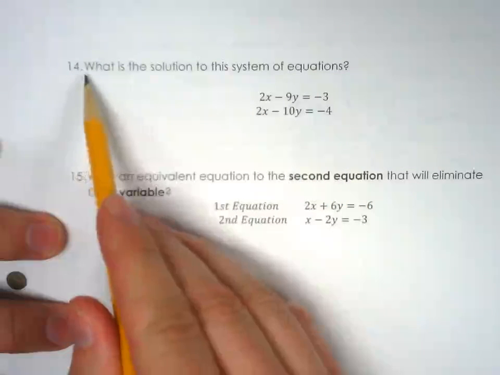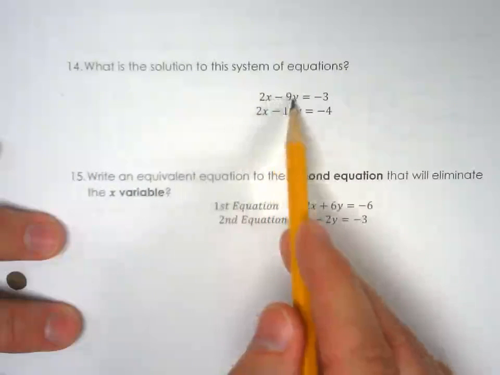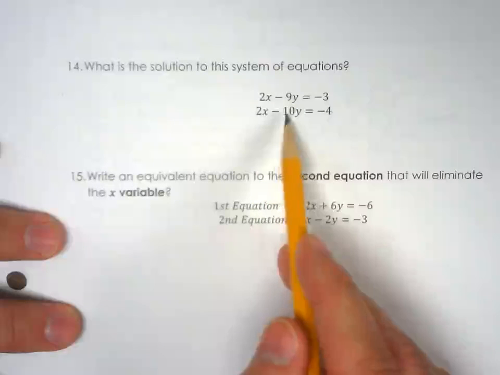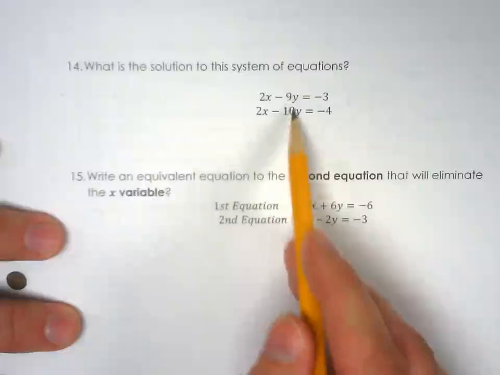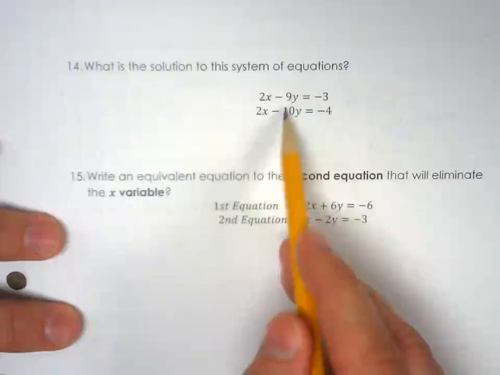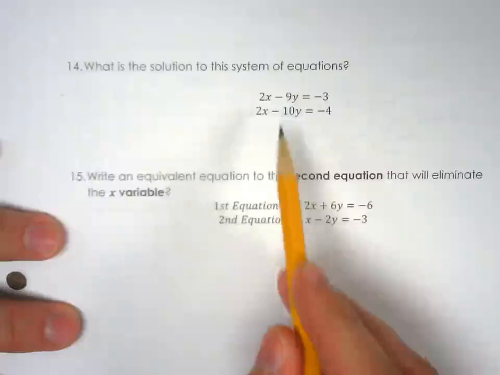Notice here, what is the solution of this system of equations? We have 2x minus 9y equals negative 3, and 2x minus 10y equals negative 4. Well, notice the y's are a little different. That's negative 9, that's minus 10, so we can't really change those. But notice we have a 2 and a positive 2.